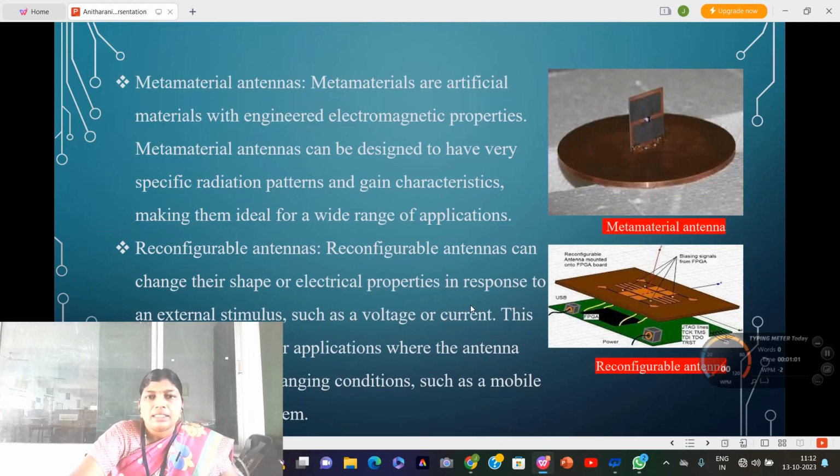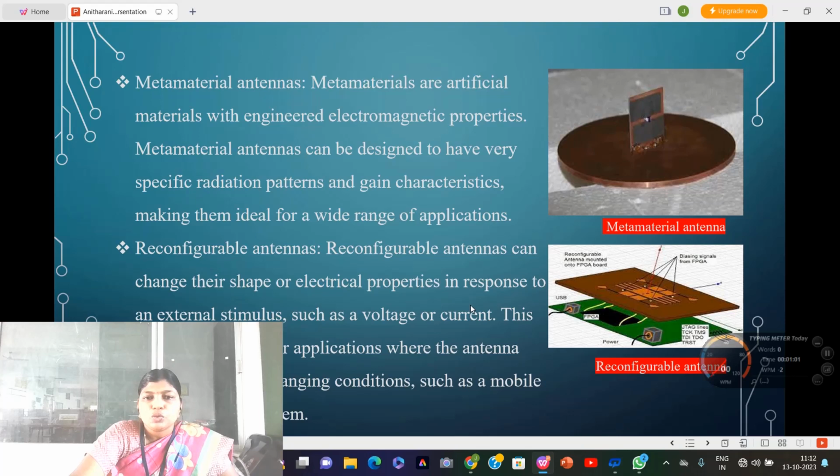There are metamaterial antennas. Metamaterial antennas use artificial materials with engineered electromagnetic properties. They are designed to have very specific radiation patterns and gain characteristics, making them ideal for a wide range of applications.